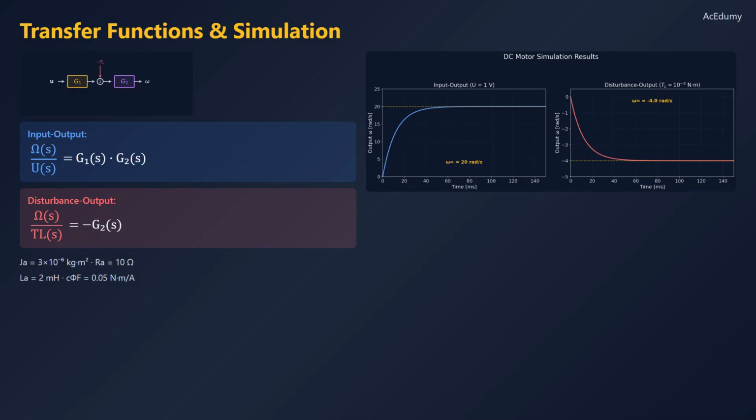This gives us 2 clean transfer functions. Input-output, omega over U equals G1 times G2. Disturbance-output, omega over TL equals negative G2. Using typical DC motor parameters, the step response shows omega rising to about 20 radians per second. The disturbance response shows a drop of about 4 radians per second from a small torque load. Both settle within about 50 milliseconds.